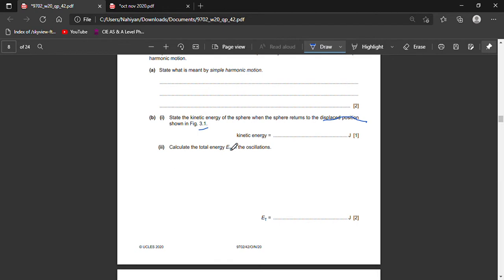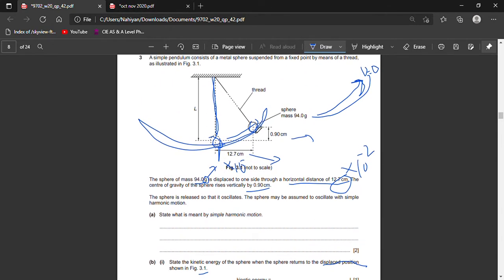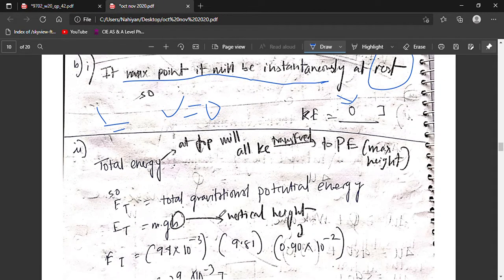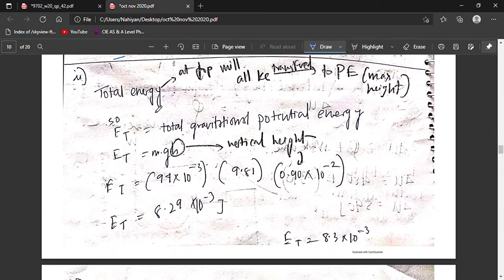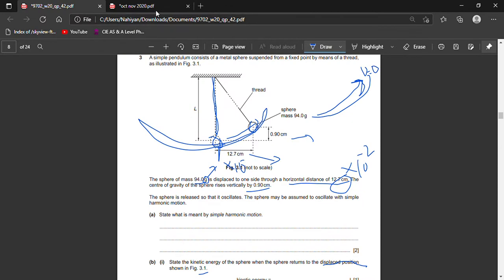No, the total energy. This is the total energy. So the total energy is all the kinetic energy and the potential energy. But the thing is here, it's at the top, so it must have all the energy. All the energy it has must have converted to the gravitational potential energy as it has gained height. So the total energy at the top will be all the KE, or the kinetic energy, transferred to the potential energy, because it is at the max height.